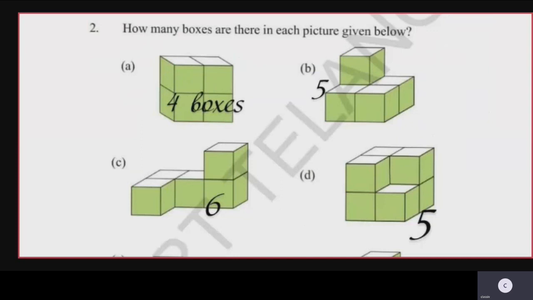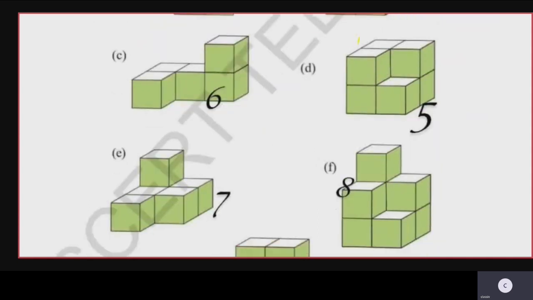You can even mark it individually or else you can write the answer directly. B1: in the first layer you have 4 boxes and in the second layer you have 1 box. Total count is 5 boxes. Then C question. In the first step you have 4 boxes, children, and in the second layer you have 1 box. So the total count is 5 boxes.